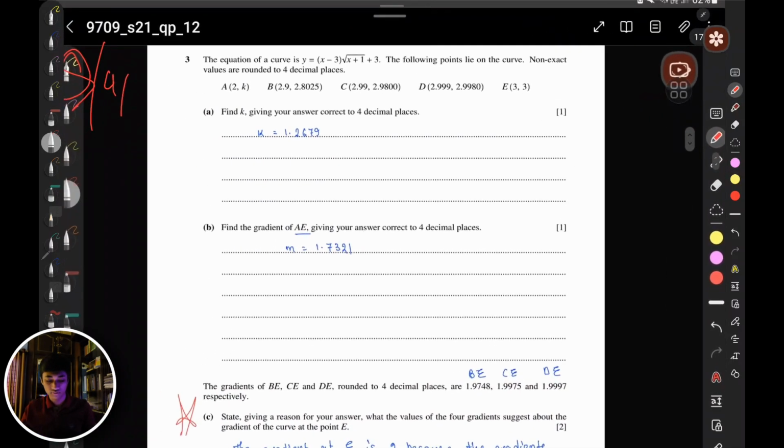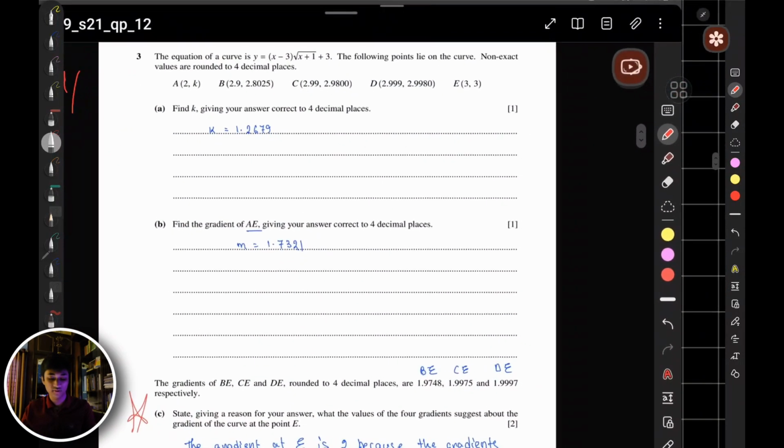Okay, what does question 4 tell you? This is from Asian 21 variant 1-2. The equation of a curve is y equals x minus 3 times root over x plus 1 plus 3. The following points lie on the curve. Non-exact values are rounded to 4 decimal places. Find k, giving your answer correct to 4 decimal places. What is k? K is in the equation, I guess. Oh, no, it's the coordinate. So the coordinate of A is 2 and k.